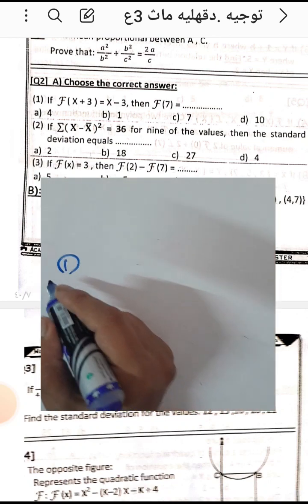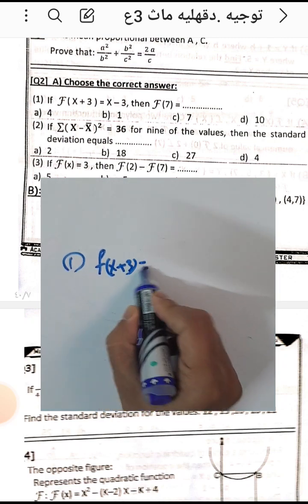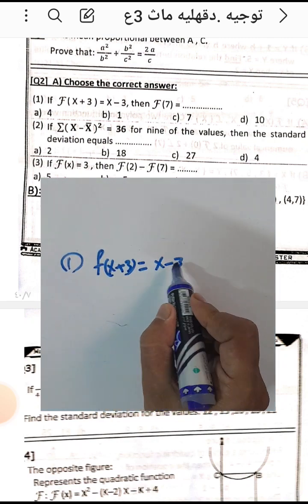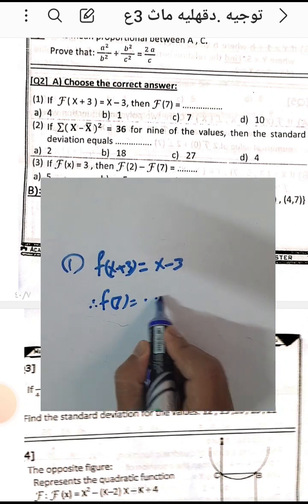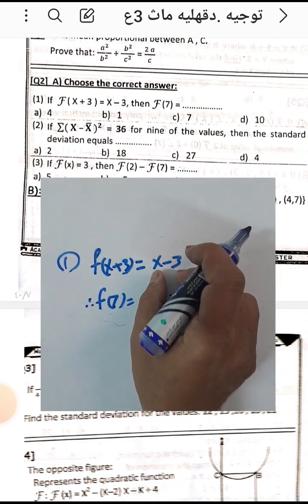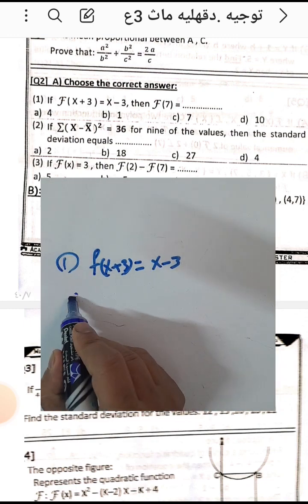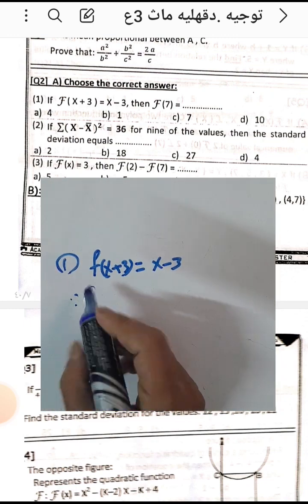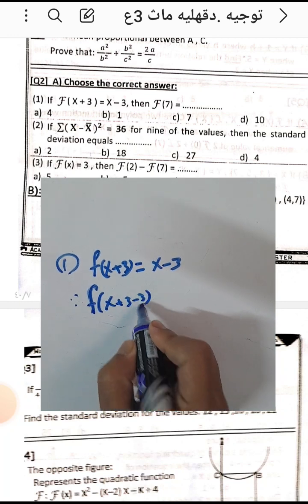Number 1, if f of x plus 3 equals x minus 3, then f of 7 equals what? He put f of x plus 3 equal x minus 3, such that about this information we can add negative 3 here to the right hand side and left hand side.